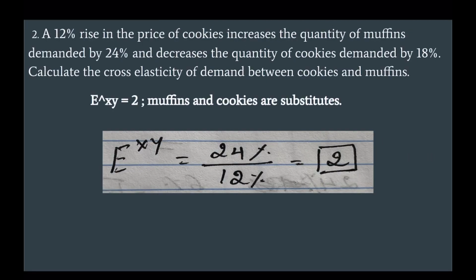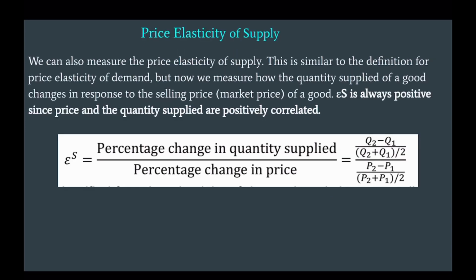A 12% rise in the price of cookies increases the quantity of muffins demanded by 24% and decreases the quantity of cookies demanded by 18%. Calculate the cross elasticity of demand between cookies and muffins. So after calculation, the elasticity coefficient is 2, which is greater than 1. Therefore, muffins and cookies are substitutes.